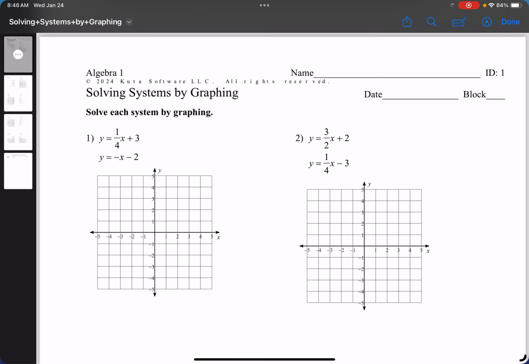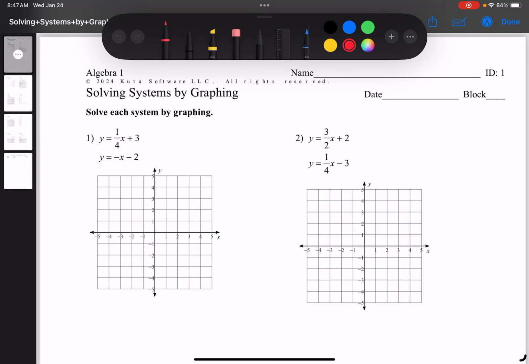What we are going to be doing today is solving systems by graphing. We graph two lines on the same graph, and where they intersect is the solution to the problem. If they don't intersect, the answer is no solution, and if they're the exact same line, then the answer is infinite solutions or all real numbers. We are going to go over these couple problems on the first page, and then the rest are for you to do.